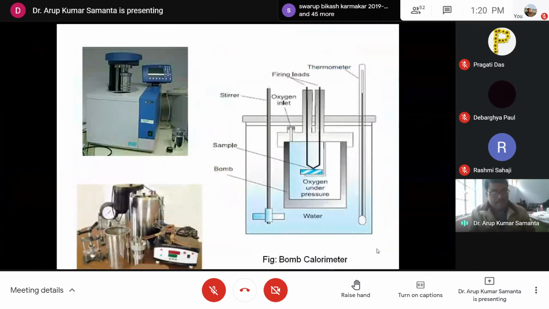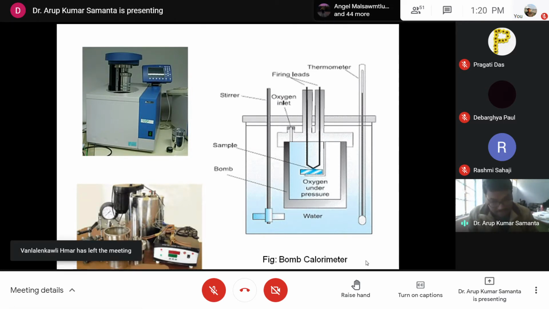So this bomb calorimeter, as I have told, is required to measure the gross energy content of the feed samples. And one thing you should remember here is that before you run the feed samples in the bomb calorimeter, you have to run a standard sample. The standard sample used is benzoic acid. So benzoic acid is the standard sample.